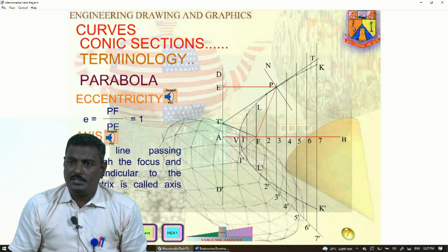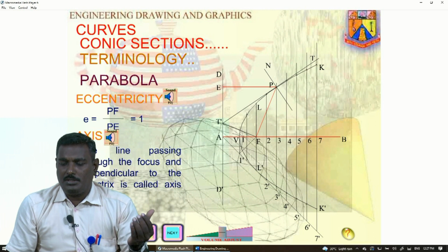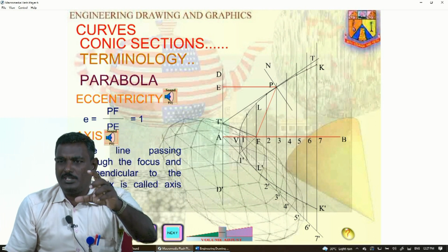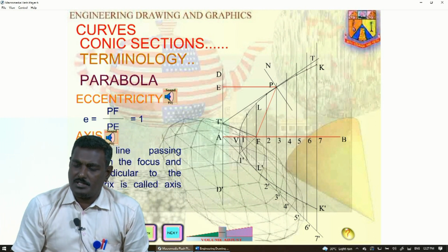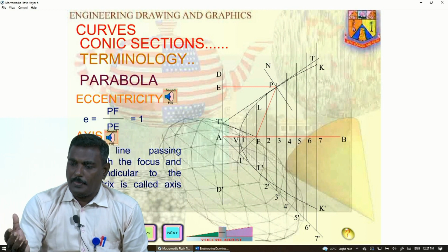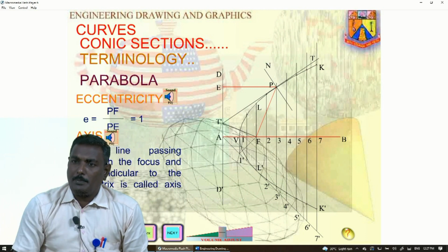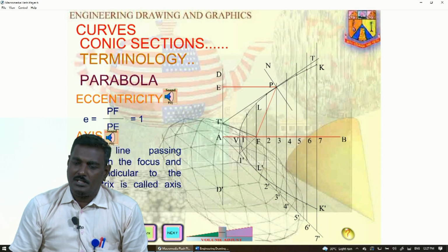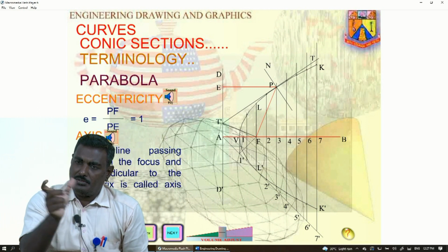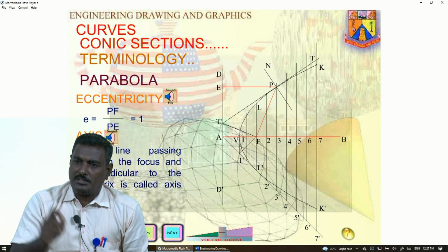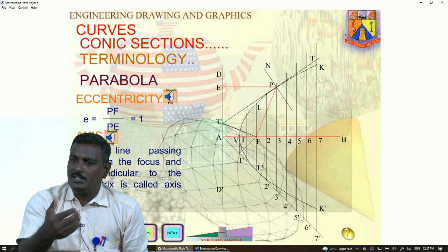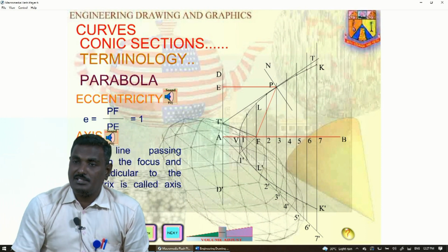Already I said, so what about eccentricity? It is the ratio between the distance from the fixed point to the tracing point, and the perpendicular distance from the directrix to the tracing point. That ratio of these distances is the eccentricity.